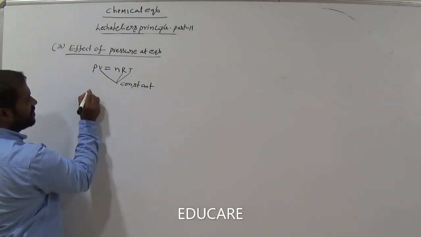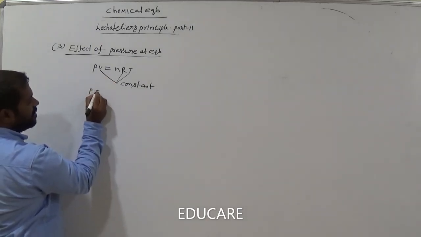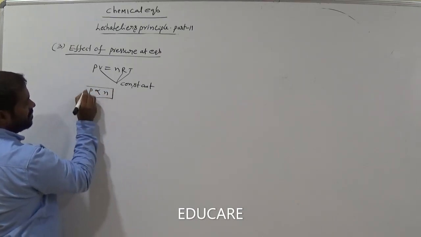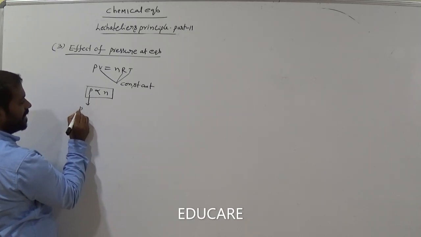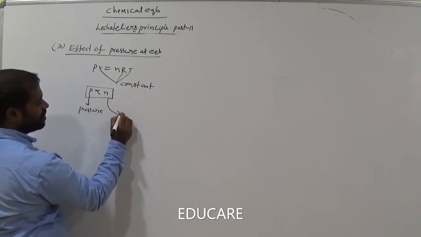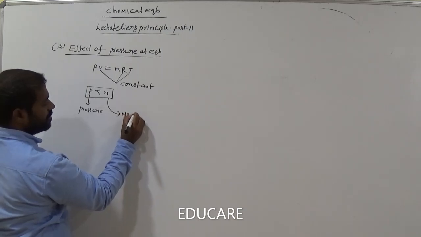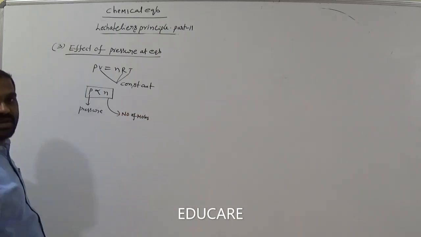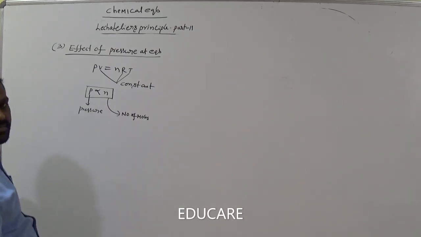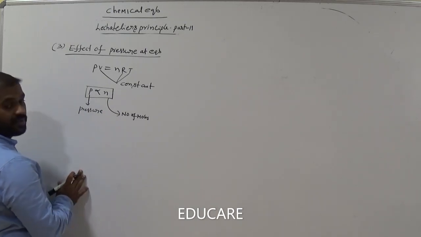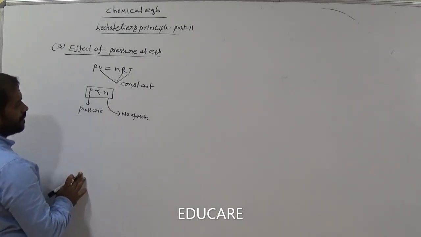Then P is directly proportional to n, where P means pressure and n means number of moles. Is it clear?